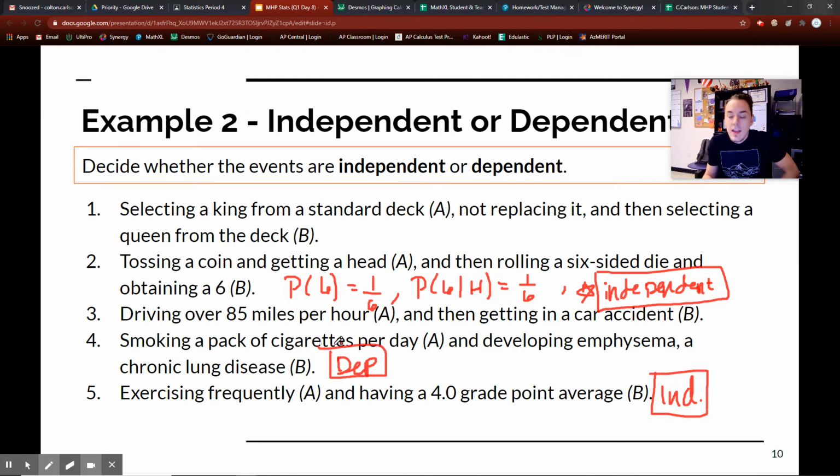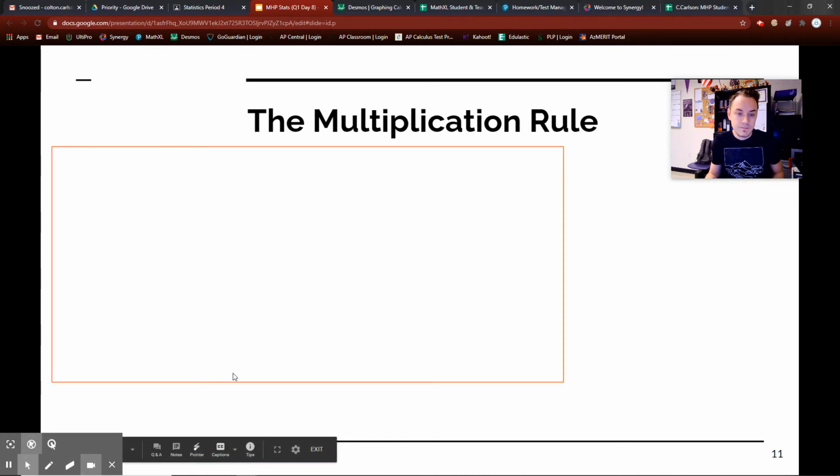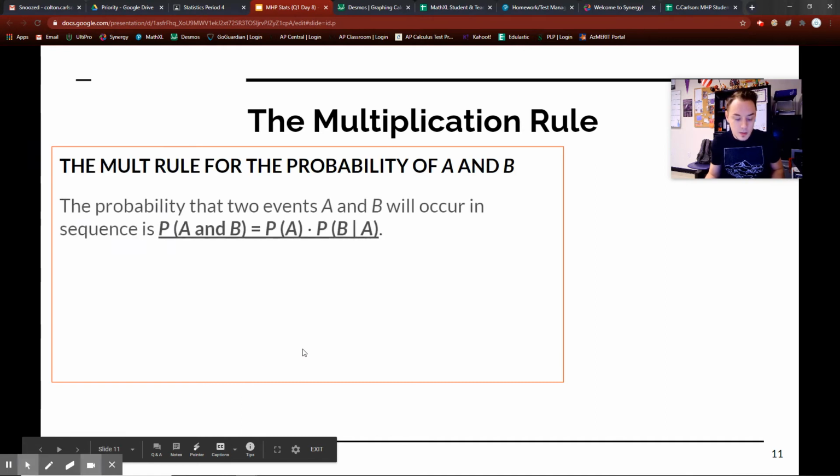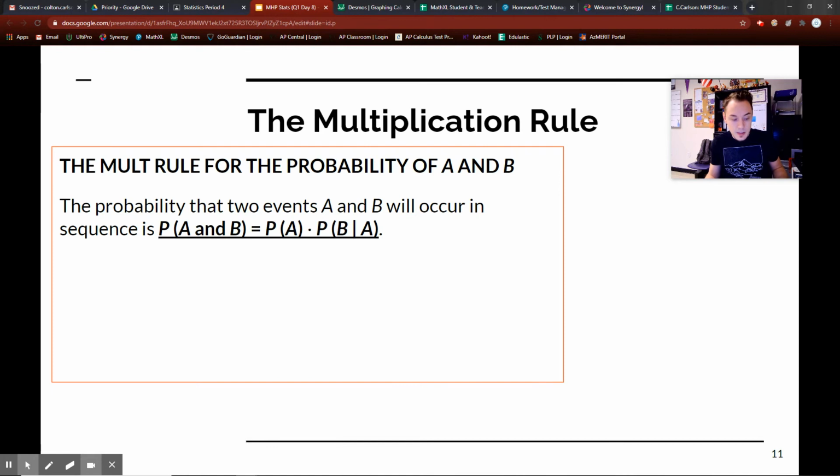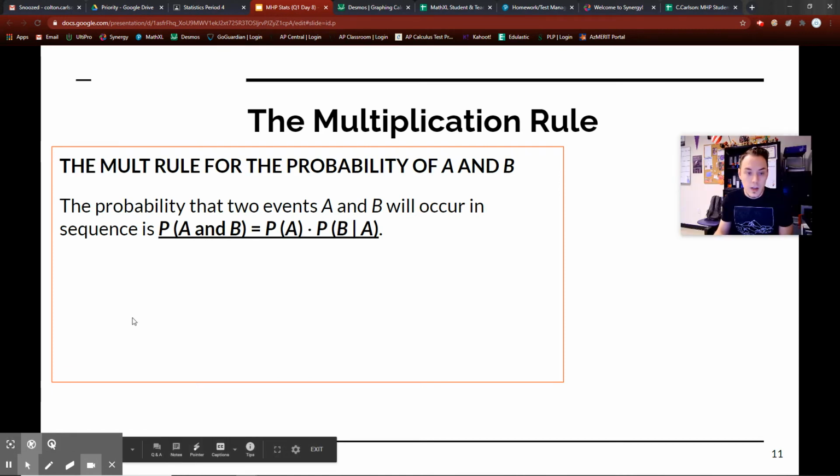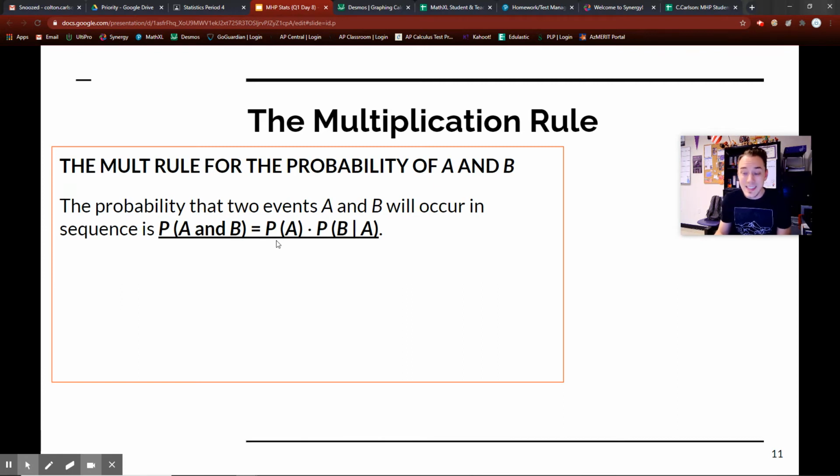Okay, so again, if they affect each other, if they're correlated together, they're dependents. If they don't affect each other at all, they're what we call independents. Okay? Now let's get to the multiplication rule. And then we're going to spend the rest of the time on the multiplication rule over and over again. The multiplication rule, what does it say and what does it mean?